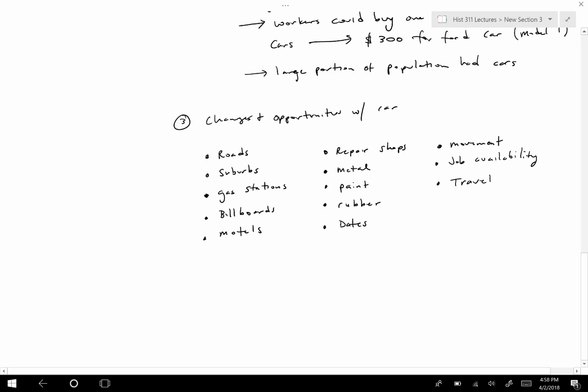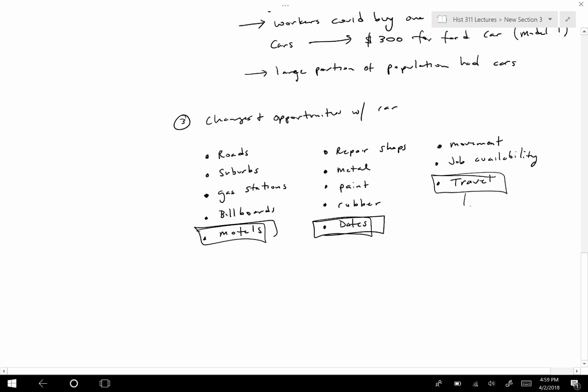So these are just some of the things. There's more than this. So you have road building, the suburbs, which are starting here. They're going to kick off more in the 1950s more than anything else, but they are starting here and are going to happen because of that. We'll look at the suburbs in a minute. Gas stations, billboards, motels, all these things were new economic opportunities, as well as, we'll see with the flapper, the ability to go on dates. This was a new thing. Staying in motels was a new thing.